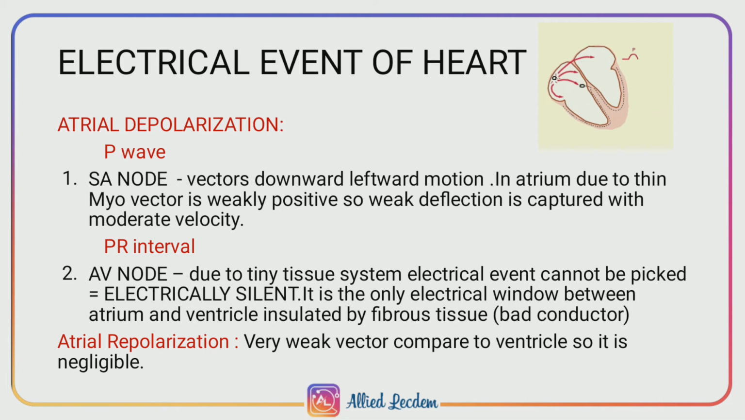When the positive pole or electrode is placed near the ventricle and the negative pole or electrode is placed near the SA node, the vector moves towards the positive pole. The deflection will be positive, that is upward. Due to the thin myocardium in the atrium, the deflection will be weak. This phenomenon results in the P wave.